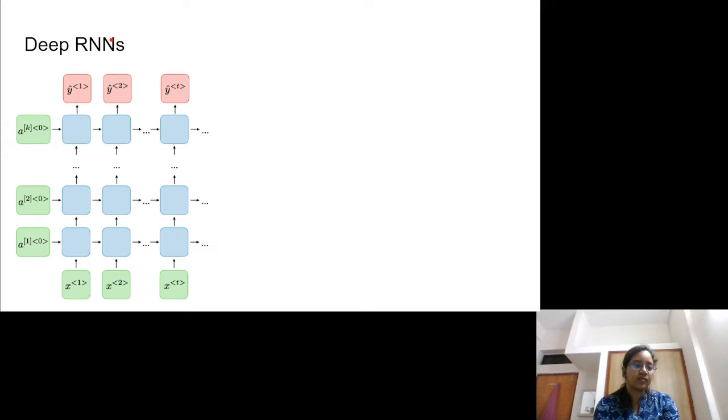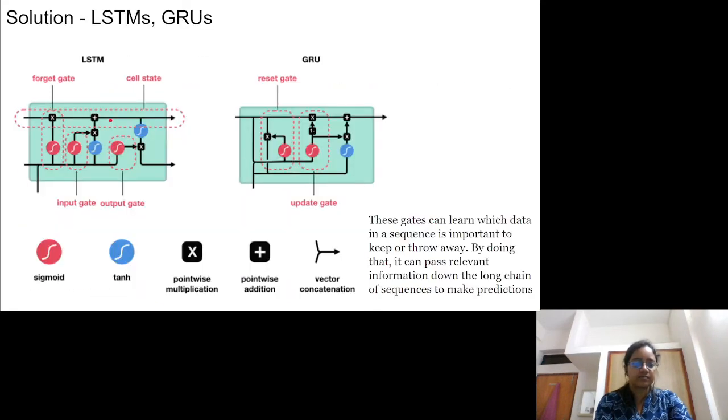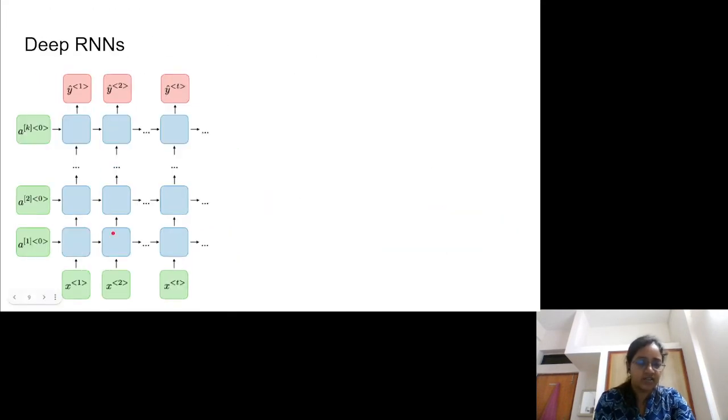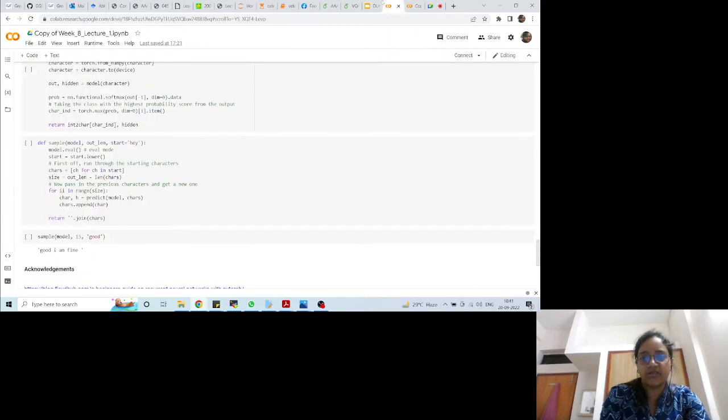And what about deep RNNs? Deep RNNs are nothing but the same thing again, just that instead of one layer of hidden layers, just like neural networks, you will have multiple layers of hidden states. So that is what a deep RNN is. More or less, whatever theory we had for RNNs is done.